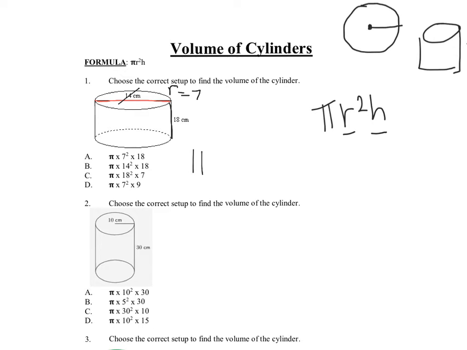So if I was going to plug that in, pi times radius, which was 7, squared times the height, 18. Okay, and the only one that matches that, pi, 7 squared, and 18 is A.